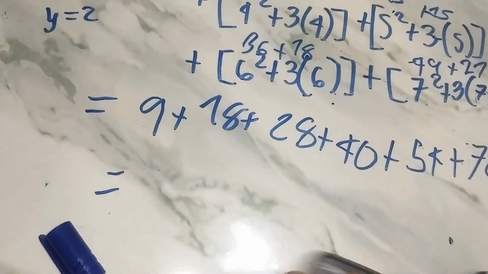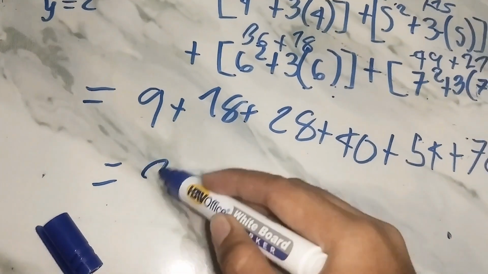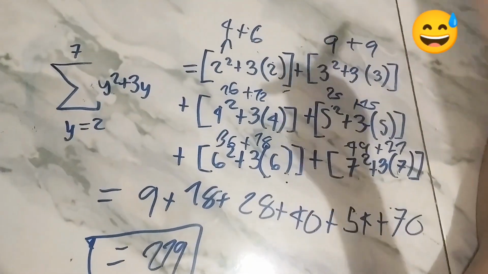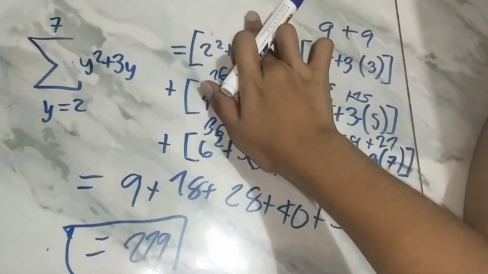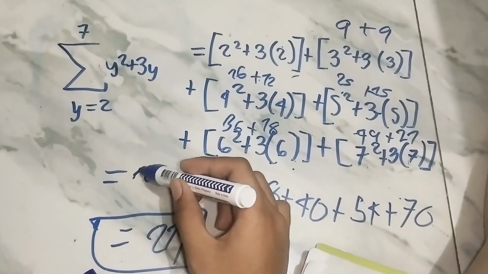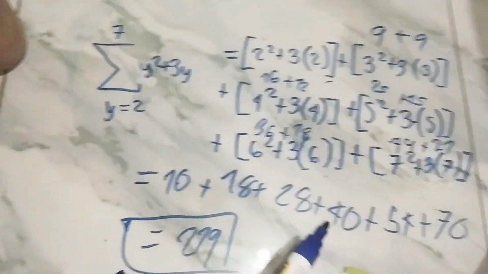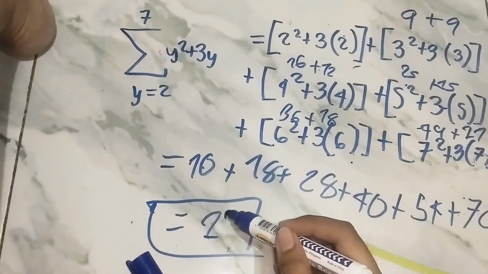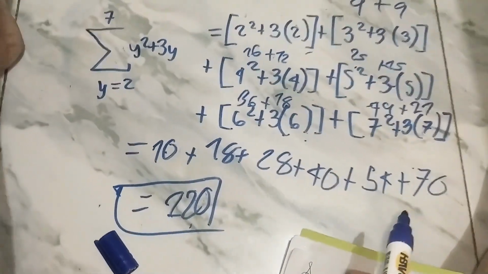So we have here our final answer is 219. Oh wait, my mistake. This is supposed to be 4 plus 6. We have 10. Sorry, my mistake. So 10. So in total, of course, we have 220. So yeah, let us have another example.